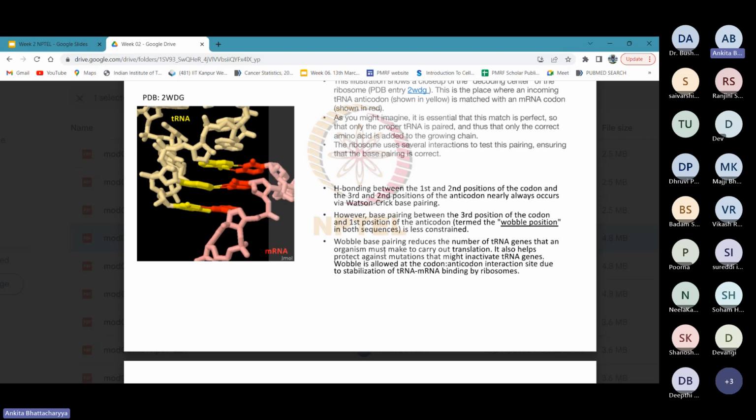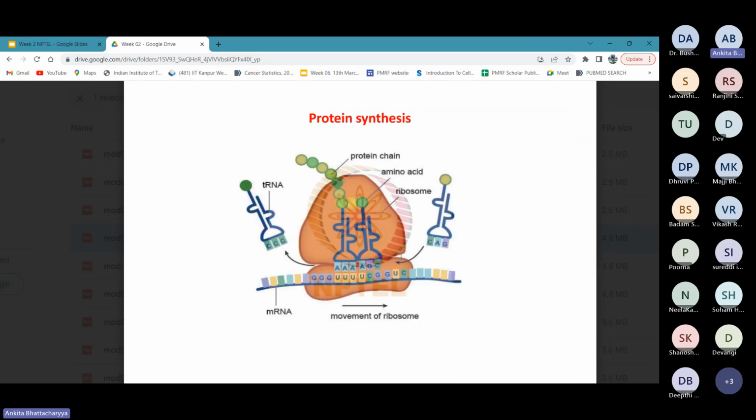The reason is that it is an evolutionarily conserved mechanism because it allows you to reduce the number of tRNA genes which the organism would need, and it is also a sort of mechanism that would protect against mutations as well. And it is allowed because of some stabilization of the tRNA and mRNA binding by the ribosomes. So that was the process.